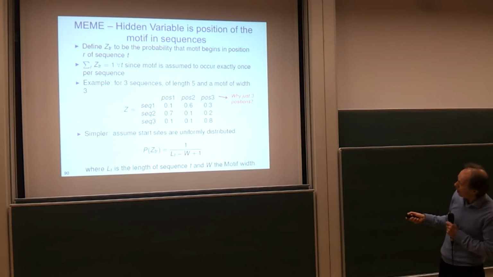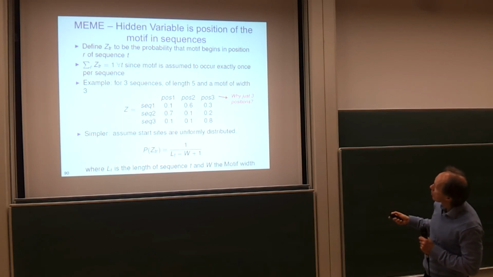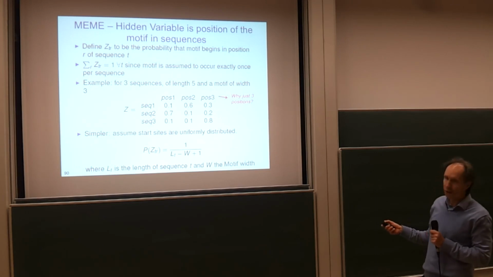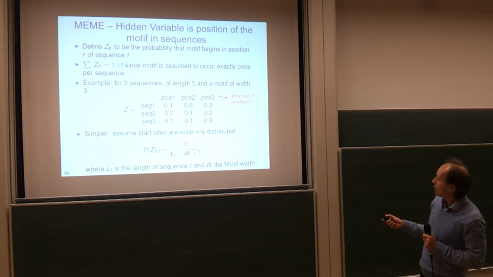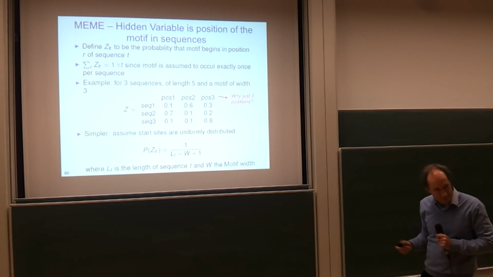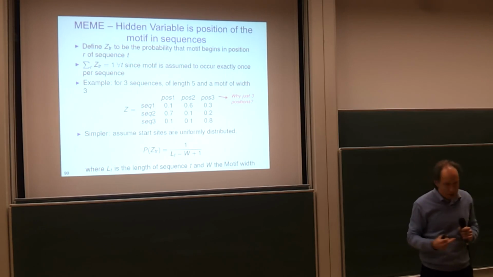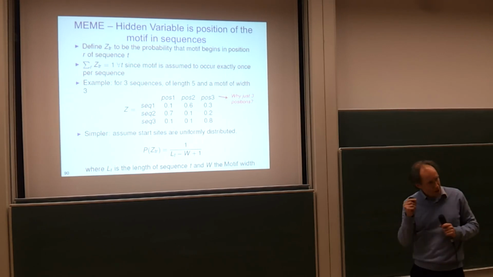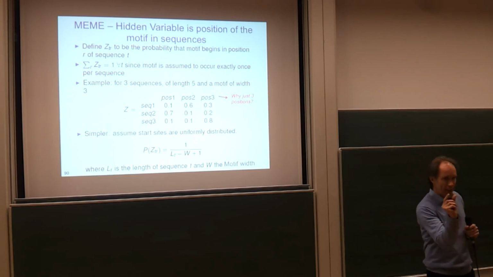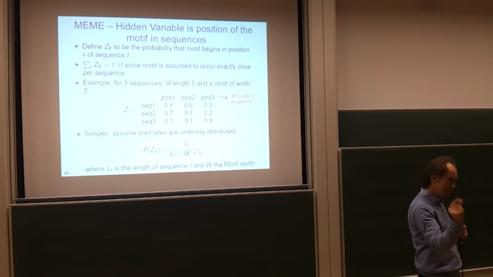So here is what you see happening. This is the example. We have 3 sequences, each of length 5. The letters don't matter now. And we want to find a motif with length 3. The first question to you is, if you have a sequence of 5 long, how many sites would you start a motif of 3?